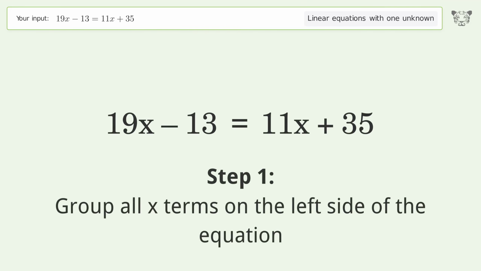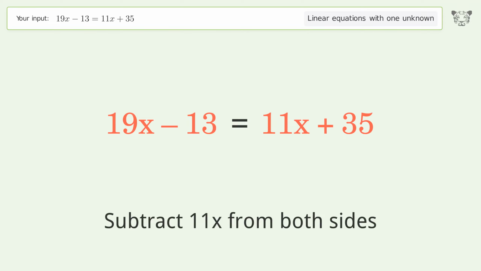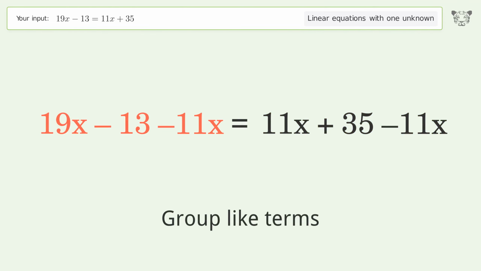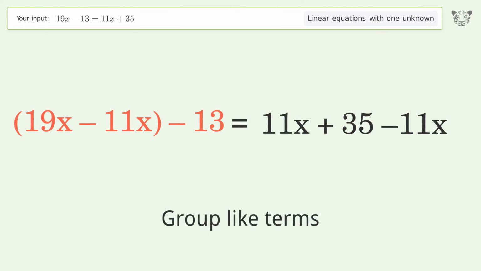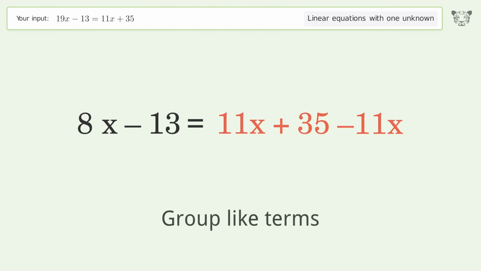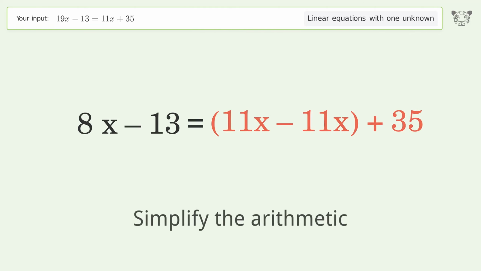Group all x terms on the left side of the equation. Subtract 11x from both sides. Group like terms. Simplify the arithmetic. Group like terms. Simplify the arithmetic.